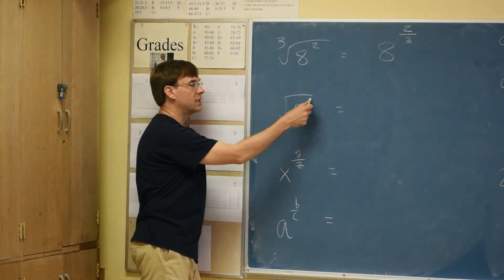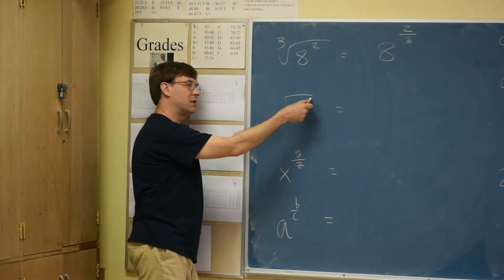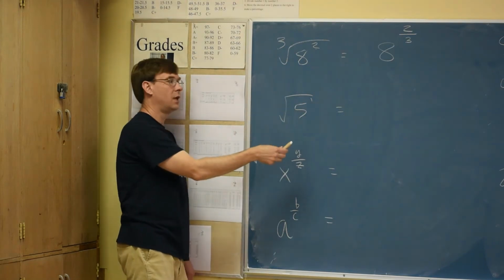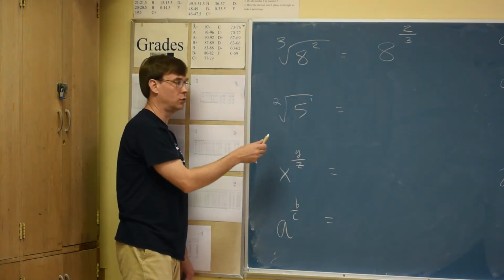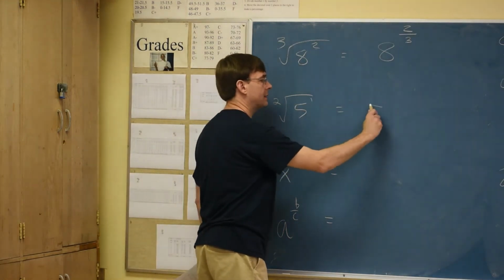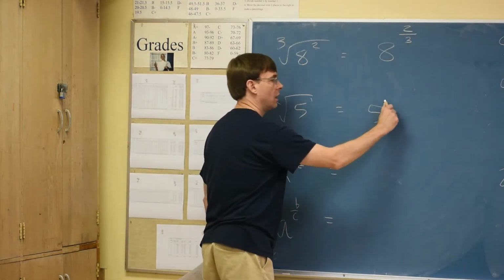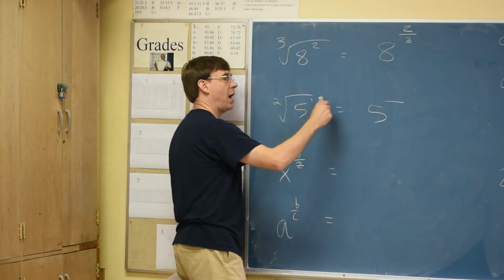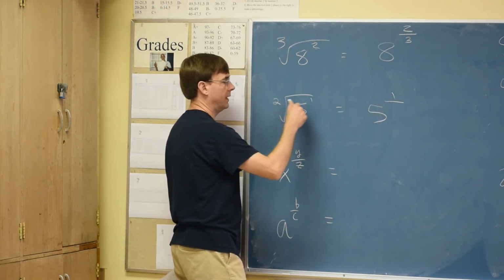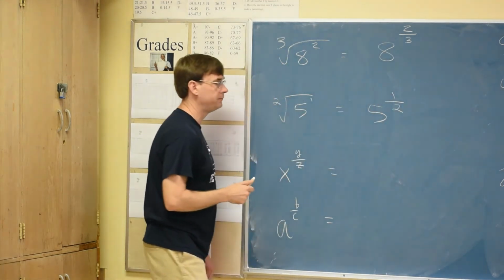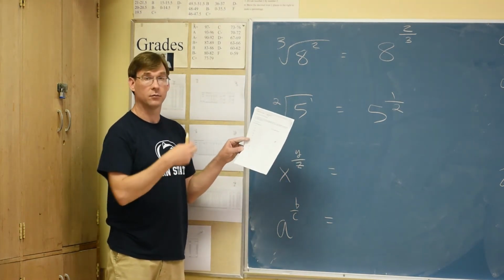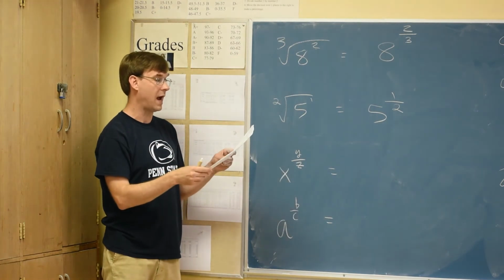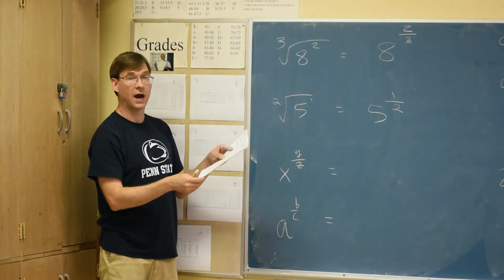If you don't see a power, it's always invisibly there as a 1. If you don't see an index, it's always invisibly there as a 2. So a problem like this, I'm going to copy the 5 and make a fraction. The power always on the top, the index always on the bottom. So we'll do that for the first column of problems. I wrote the square root sign, those are called radicals. You're going to write the fraction power.